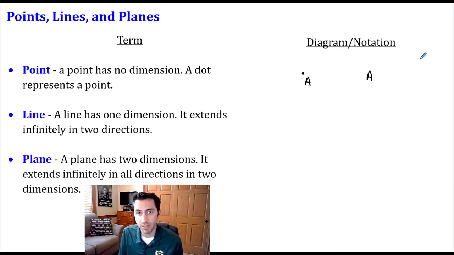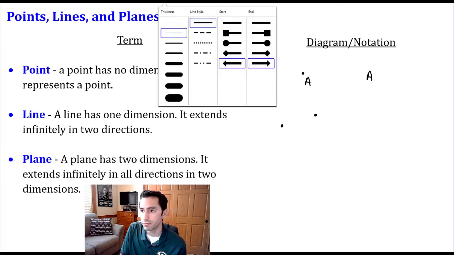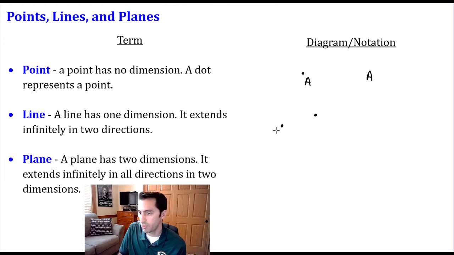Now, the second undefined term, a line has one dimension. It extends infinitely in two directions. So if I take 2 points, any 2 points in space, and I connect them together, we get a line. So through these 2 points, we can draw one and only one line, and it extends infinitely in both directions. So to indicate that, we're using little arrows on the end of our line to show that yes, this does go on forever.